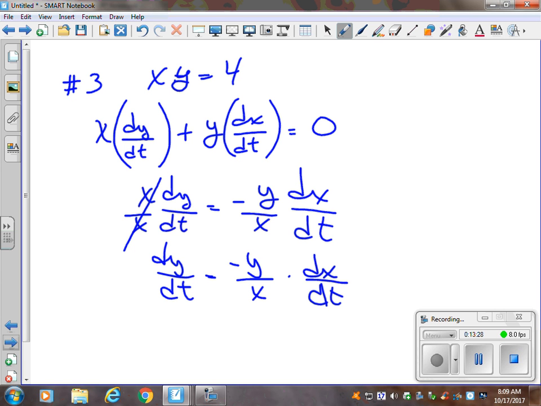Now that one might be true with every implicit formula. Not every implicit formula do you want to try to solve it. This one was not complicated to solve for dy over dt. If you think it looks complicated, I would leave it the way it is after I've done the derivative and just start plugging numbers in.